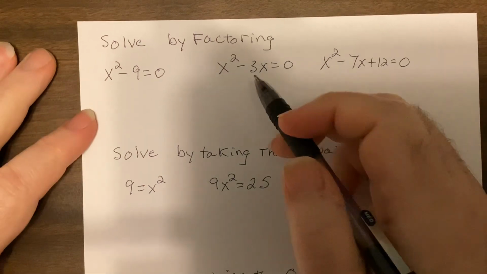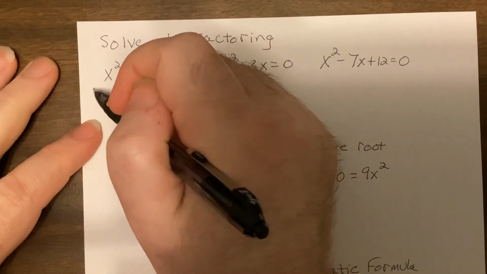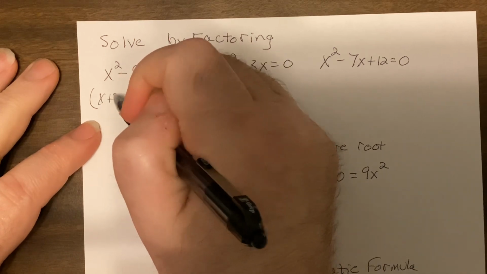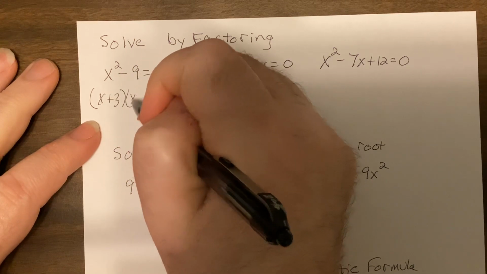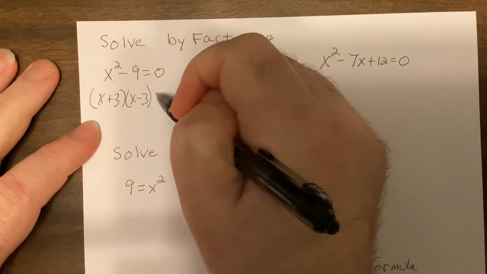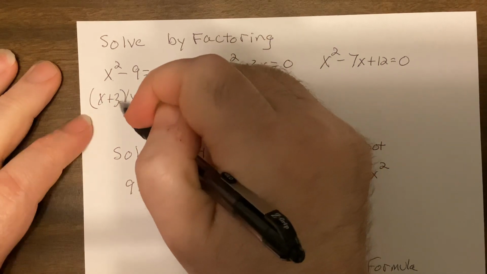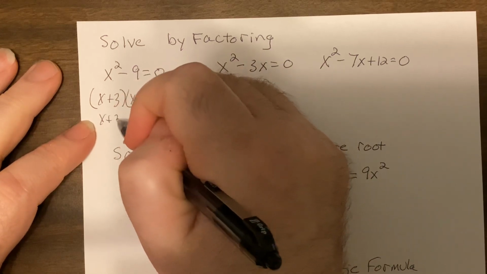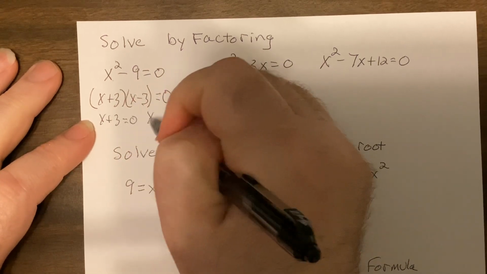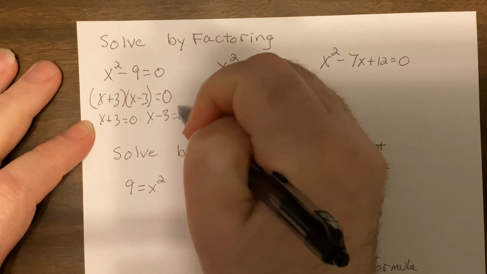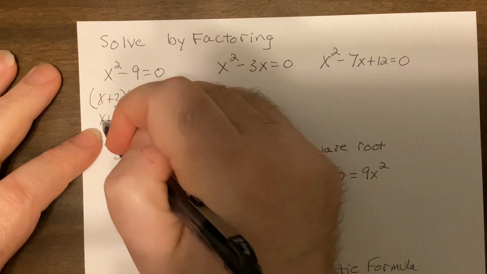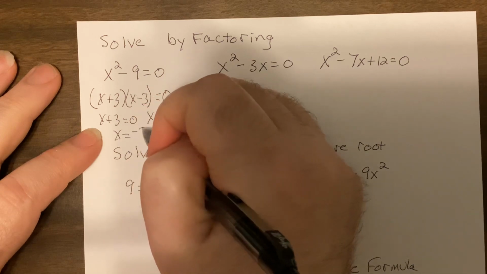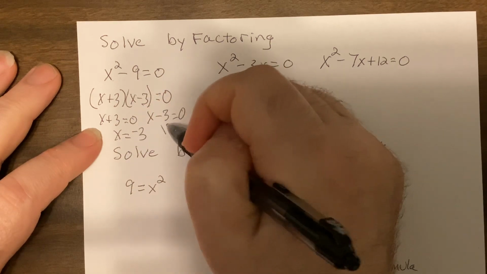Now, solve by factoring. You need to break it up. This is the difference of squares. So once you have it factored, you then set each one equal to 0 and solve. So once it's a power of 1, you just get the x by itself. So I'm going to subtract 3. And here I would add 3.